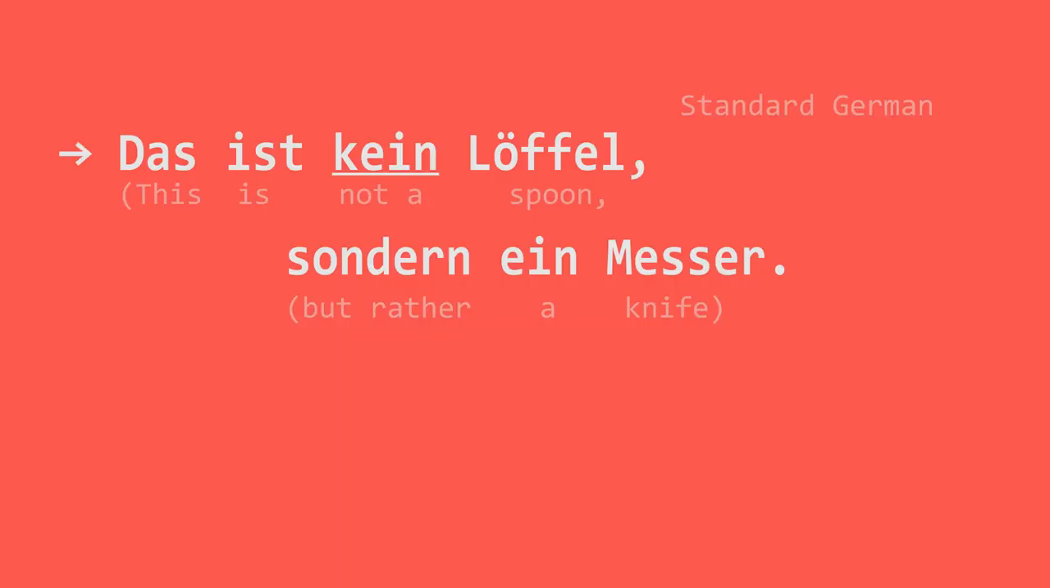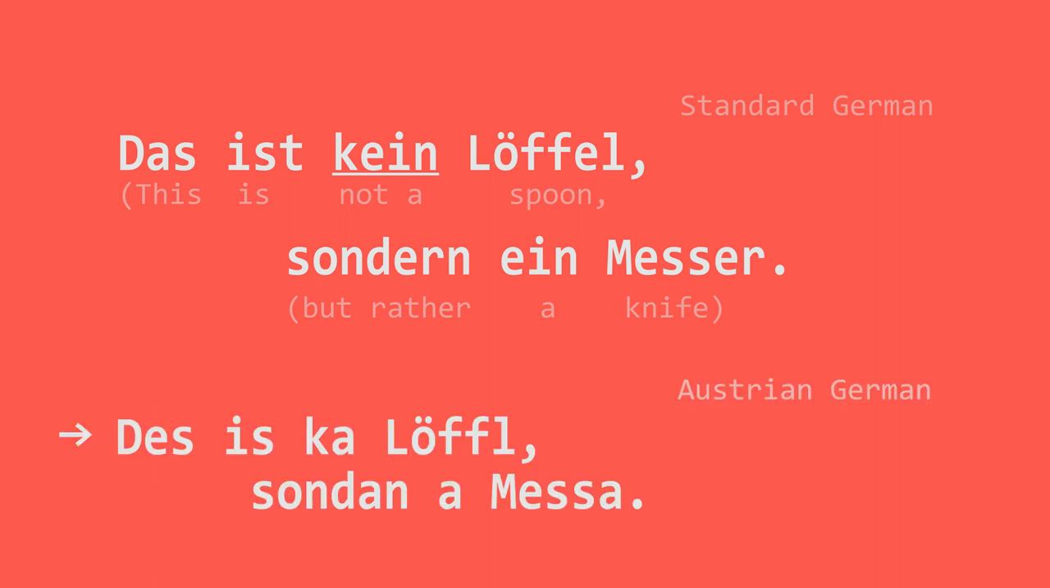Now, let's practice. I have three sentences and we will apply the rules in order to pronounce them in the Austrian dialect. The first sentence is, das ist kein Löffel, sondern ein Messer. Now in the Austrian dialect you would say, das ist kein Löffel, sondern ein Messer.